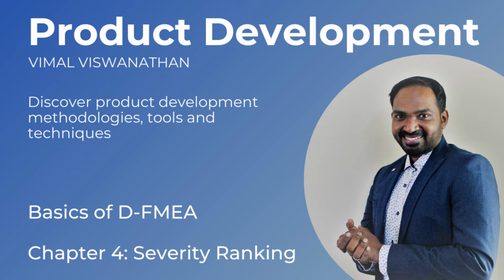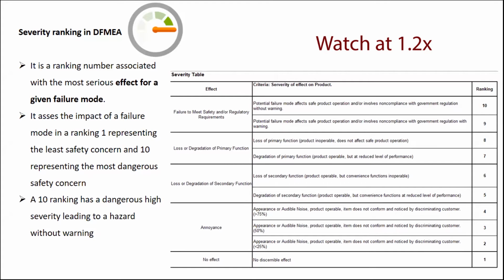So today let's see how severity ranking is important in DFMEA and what severity ranking is. Severity, as the name suggests, is any failure that is severe to the design, and it is ranked in the process of DFMEA analysis. It gets a ranking number depending on the type of failure or how severe the effect of the failure is on the design or the product.